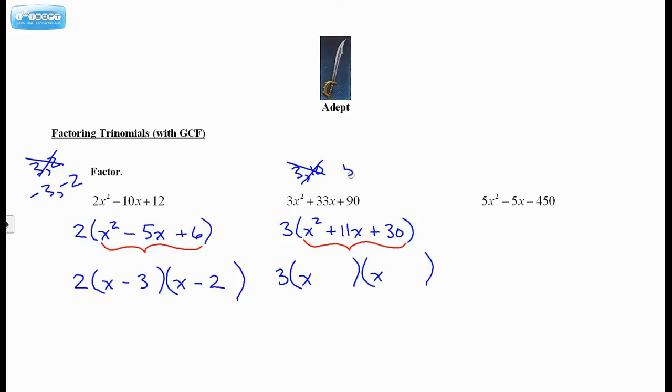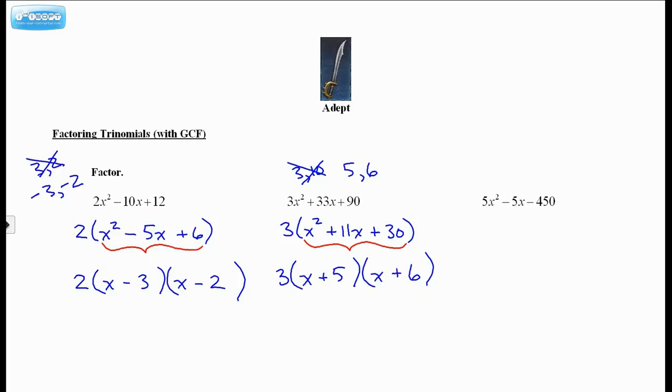How about 5 and 6? 5 times 6 is 30. 5 plus 6 is 11. Perfect. Done. This next one looks a little bit frightening, but let's check. Can we factor out anything? Yes. The GCF is 5.